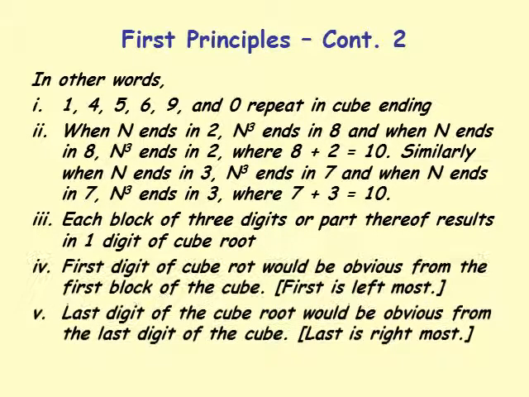Let us continue here. The first digit of the cube root would be obvious from the first block of the cube. First here is leftmost. And the last digit of the cube root would be obvious from the last digit of the cube. And last here is rightmost. Let us continue.